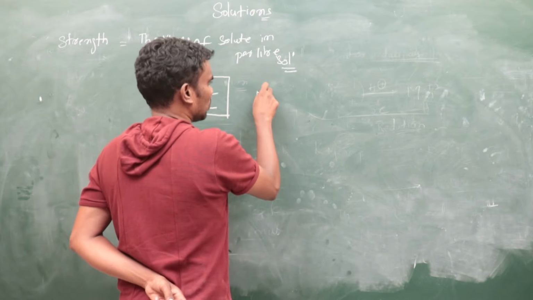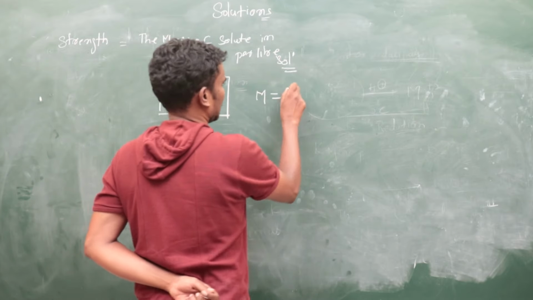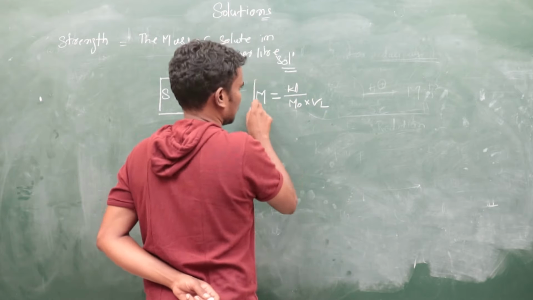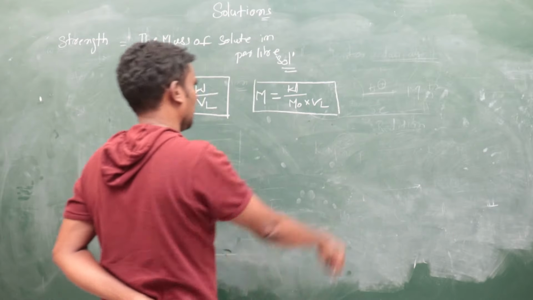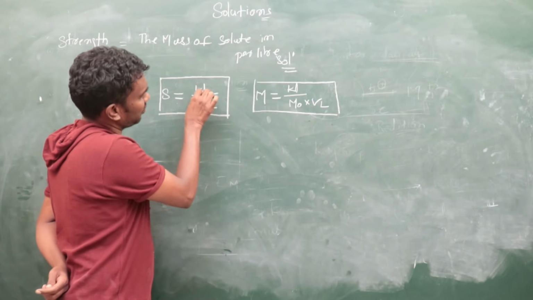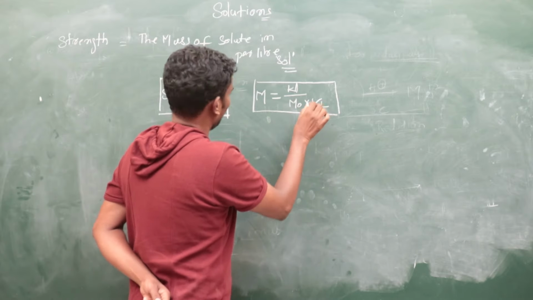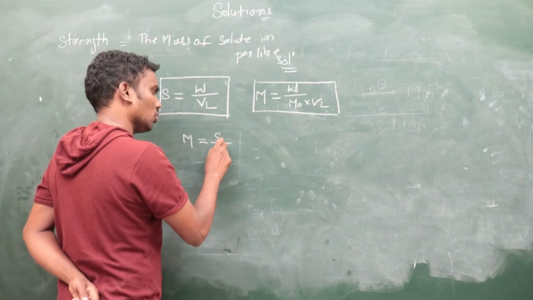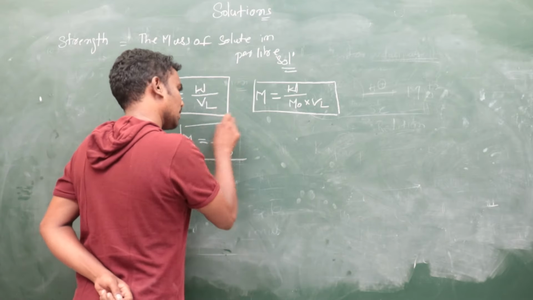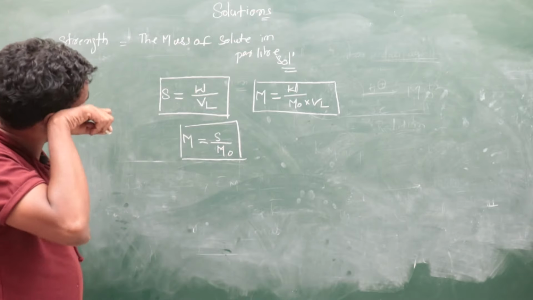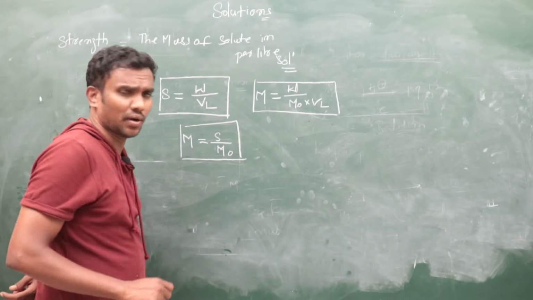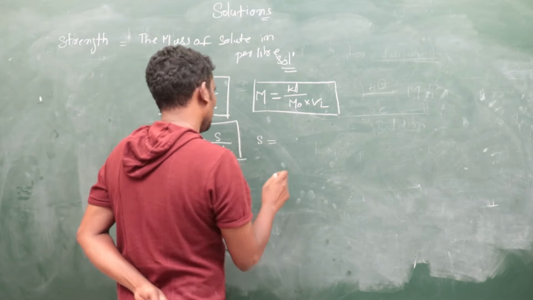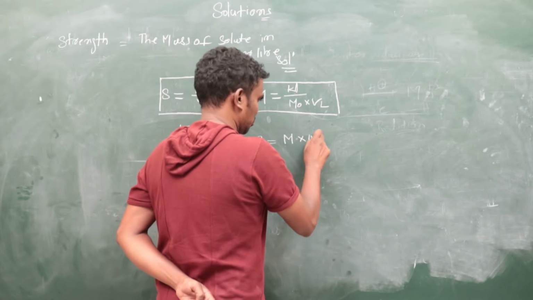See, molarity is also one concentration term, sir, right? Molarity is weight by molecular weight into volume in liters. Observe carefully, sir. Here weight by volume in liters, here weight by volume in liters. So molarity is equal to strength by molecular mass. Strength is equal to molarity into molecular mass.